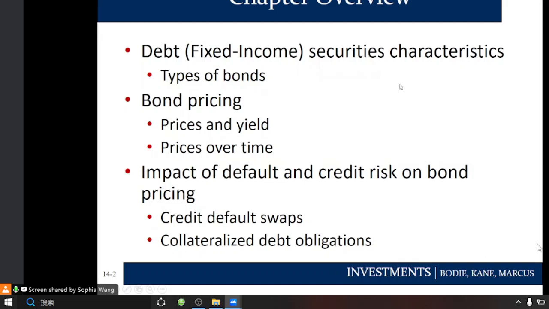And first, a chapter review. In the fixed income markets, we should know the types of bonds. After that, we should know the bond pricing, including how to calculate the prices and the yield, and the prices over time. And finally, we will introduce the impact of default and credit risk on bond pricing. In this case, we will introduce credit default swaps, CDS, and other debt obligations. But we will focus most on the first part, the bond pricing.